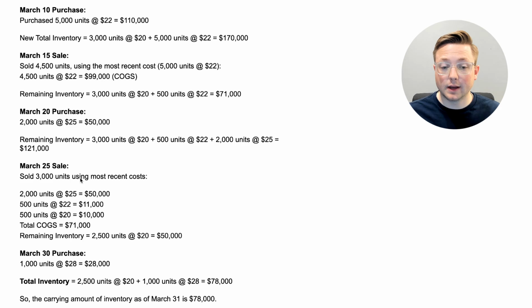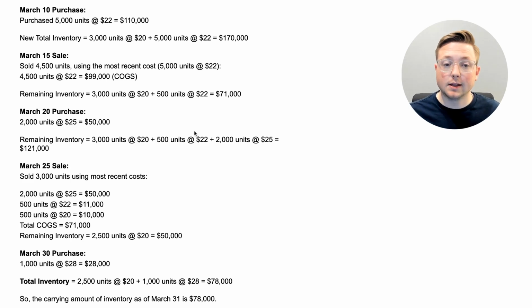So we sell 3,000 units, again, using the most recent things. So what is the most recent purchase? It's going to start with these 2,000 units here that were bought at $25 per unit. And now that those are gone, we have to go to the next most recent thing, which is these 500 units that are left over from this purchase on March 10th. So they are worth $22 per unit. And then there's still 500 units that need to be sold.